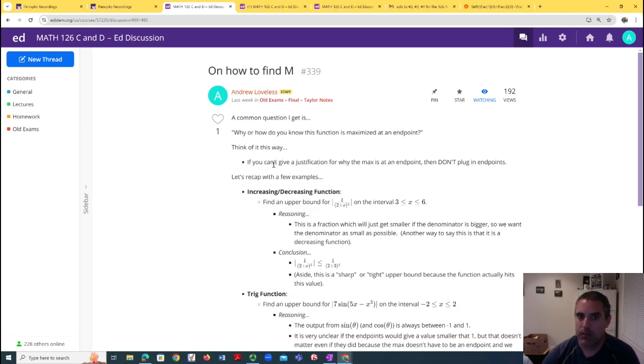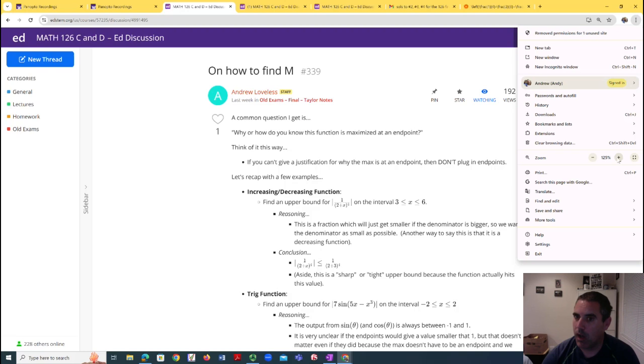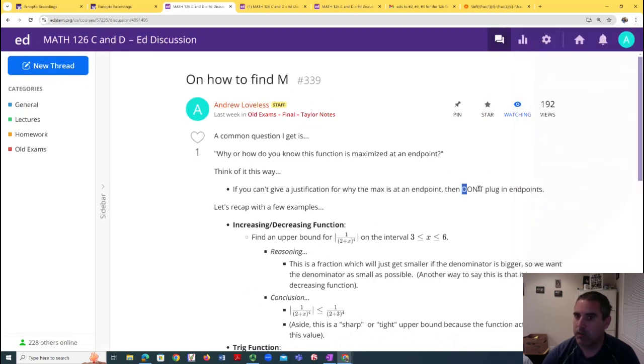So think of it this way. If you can't give a quick justification for why the maximum is at an endpoint, do not plug in an endpoint. Don't just automatically plug in endpoints. That's the main issue I'm seeing.